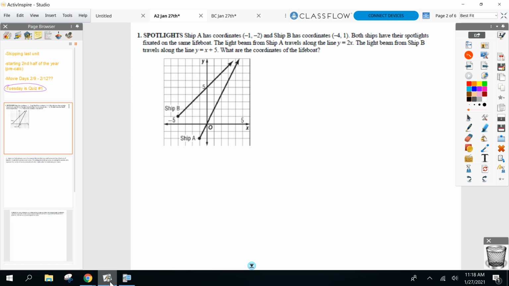So you've got ship A, which is y equals 2x, and ship B, which is y equals x plus 5. What are the coordinates of the lifeboat? The lifeboat is where those two ships meet, where they're going to meet. So you've got y equals 2x and y equals x plus 5.